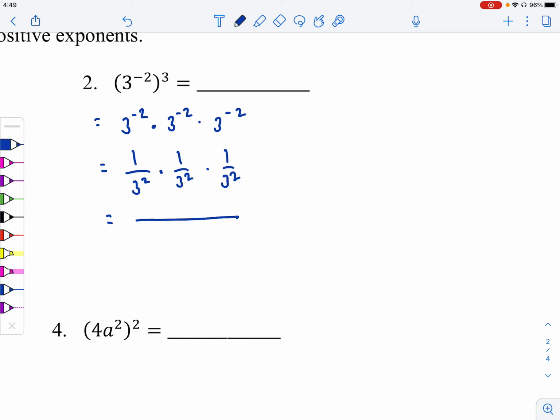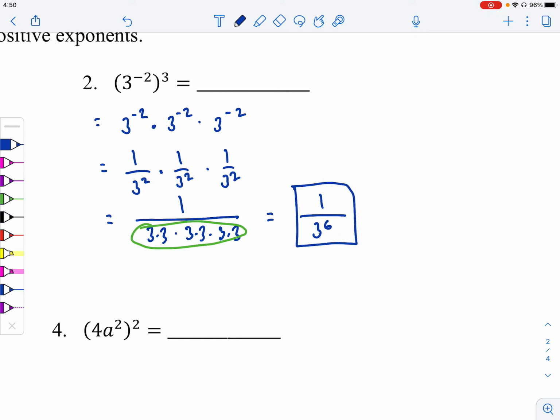And we can put those together. On the bottom we have 3 times 3, 3 times 3, 3 times 3. Right, so that's just going to be 1 over 3, 2, 4, 6 times. So 3 to the 6th power. Right there.